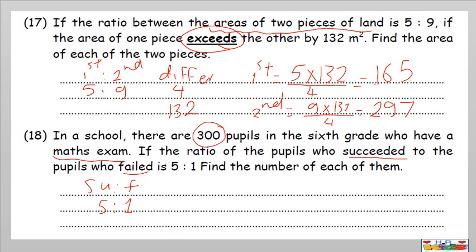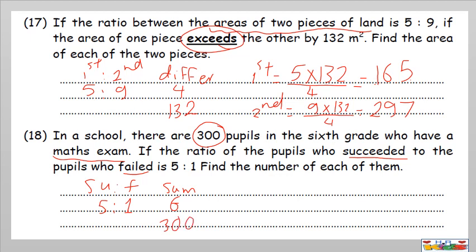Are the 300 pupils the total or the difference? Since it is 300 pupils in the 6th grade, this is their total number. So be careful, we will not use difference here, we will use sum. That is why I told you, you must read the question well and determine which words tell you whether we will use sum or difference, or whether you have one of the two ratios, and use it to find the answer.